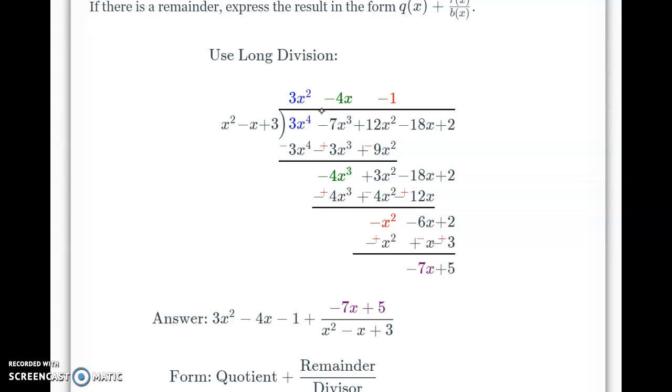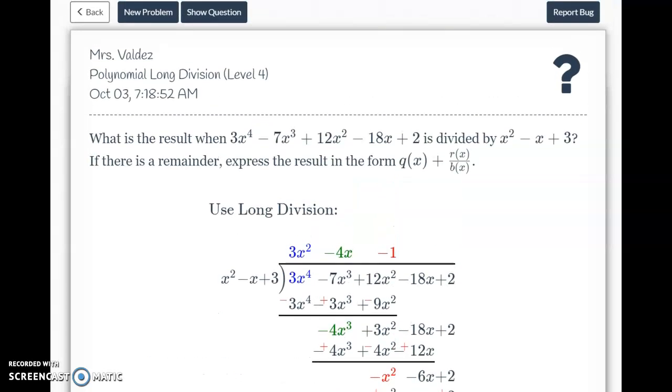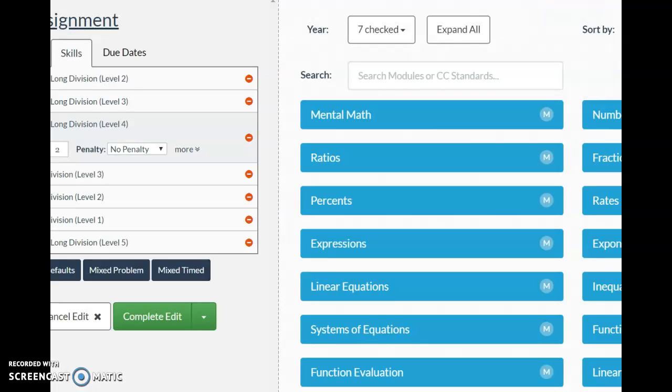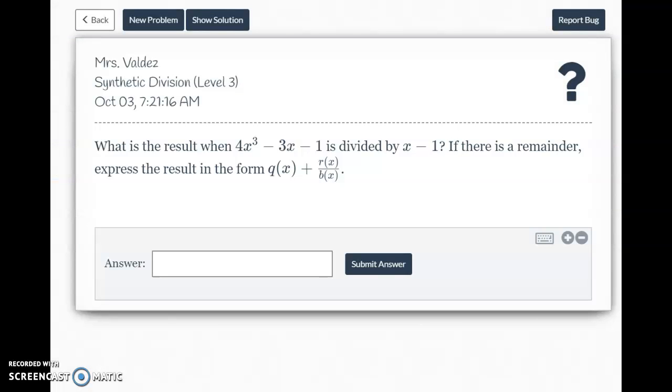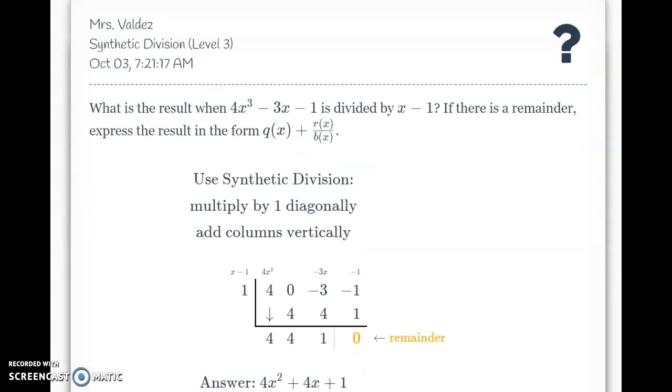Okay, I hope that gives some clarification on that set. So I'm going to go back. Then we have synthetic division. And again, if you show solution, I think Delta Math does a really good job of setting it up for you, showing you what you're supposed to do. It even shows you where they got the 4 from. Well, that was because you had 4x cubed. Then you had the negative 3x, and you had the 1.